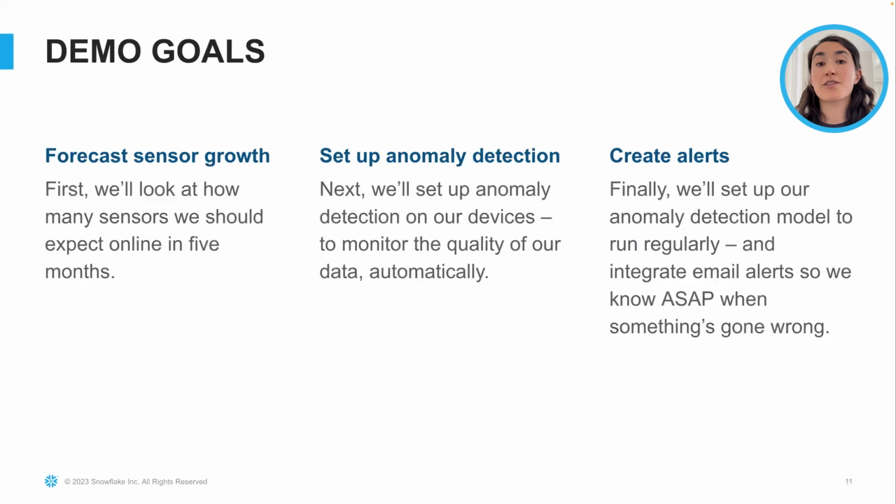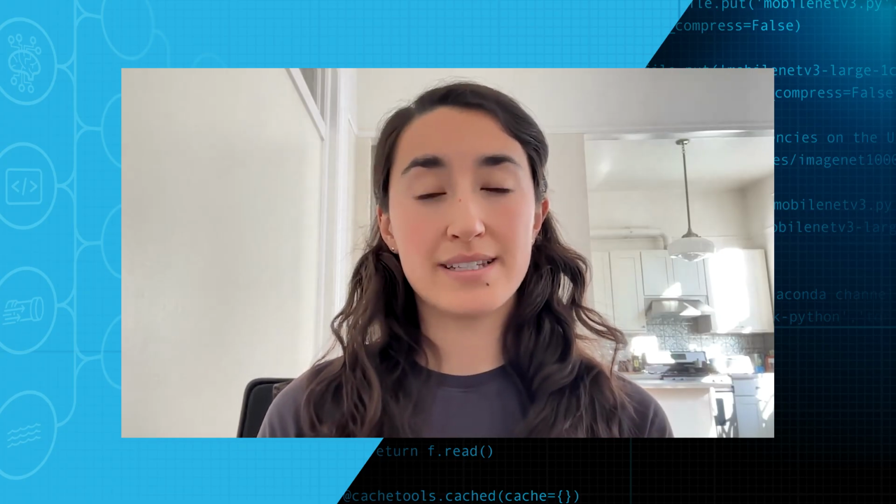Our demo goals are threefold. First, to forecast sensor growth so that we know just how many sensors we expect to have online 5 months from now. Second, to set up anomaly detection so that we can monitor the quality of our data automatically. And third, to create alerts so that as our anomaly detection model runs and detects irregularities in our data, we get notified as soon as possible via email and can take action to mitigate whatever issue has occurred. With that, I'll switch over to the demo.